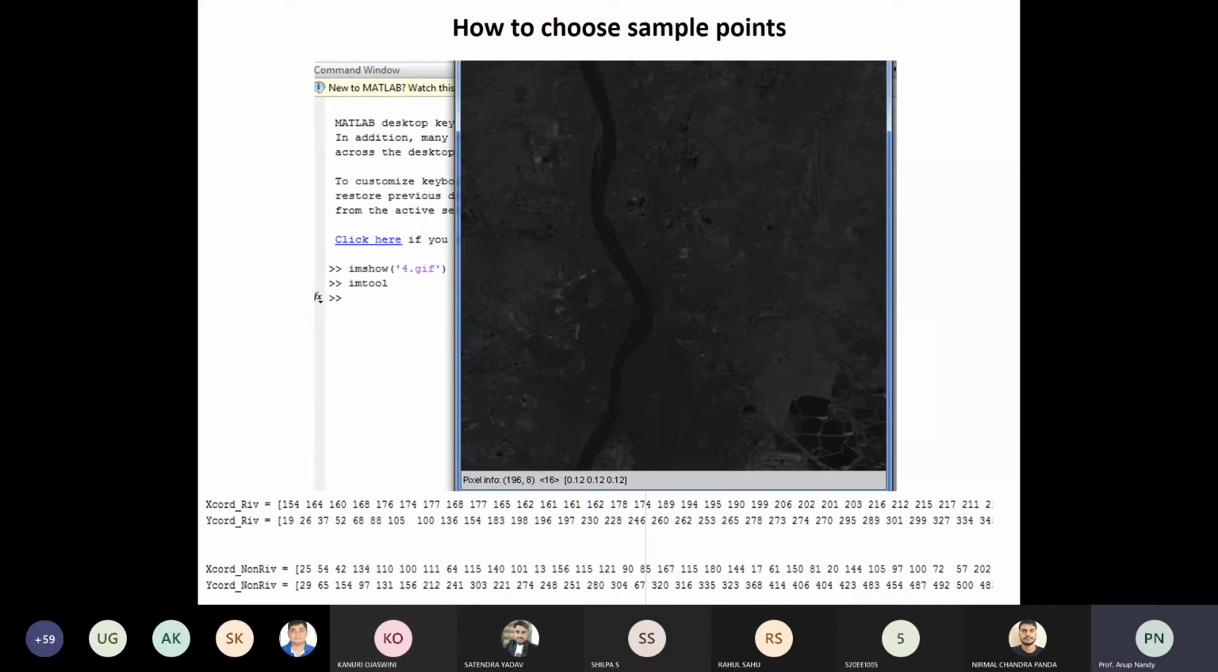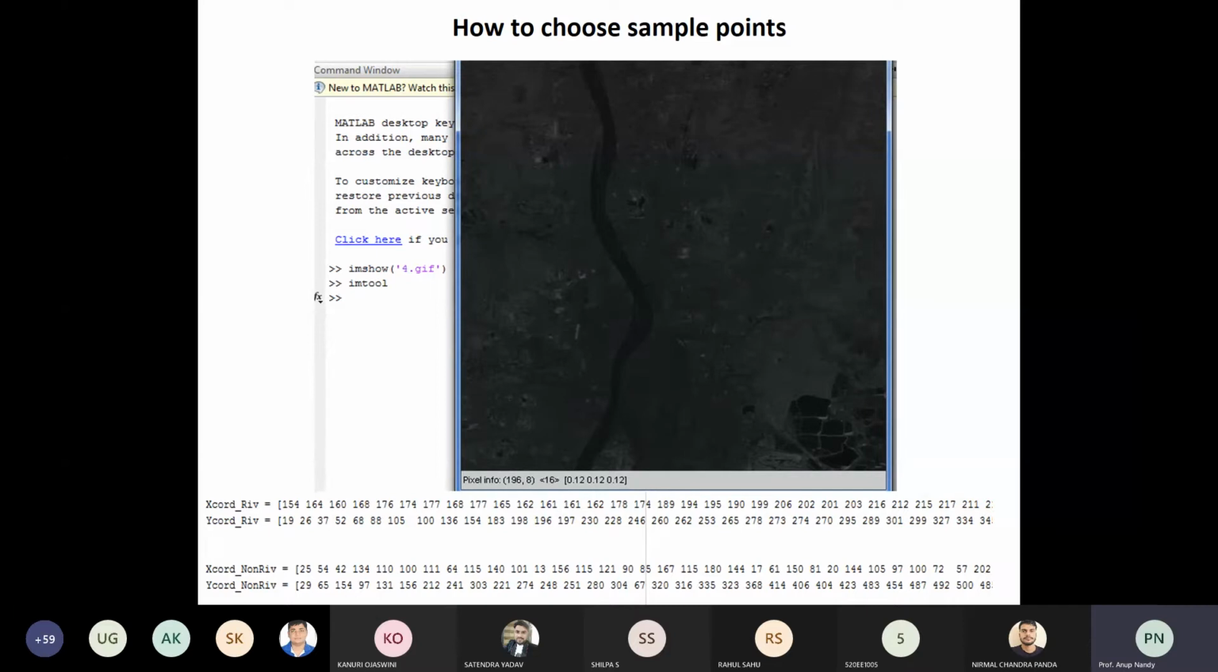But you can also think of how to automate it. If you use your own intuition and thinking, instead of taking these sample points manually, you could automate it in such a way that I could choose 50 sample points from the river region and 100 sample points from the non-river region. You'll have to think of how to do it. Are you understanding how you are going to choose the sample points? So this is the main thing.